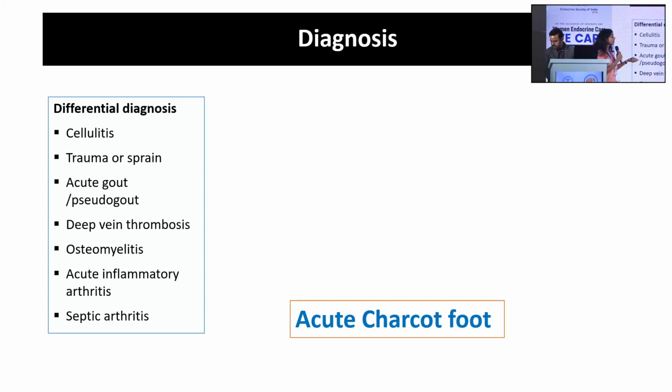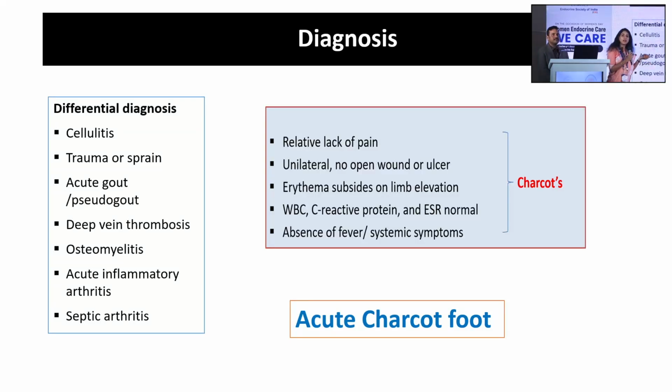But what was highlighted is that this patient had redness and swelling, but no pain, and also did not have any systemic symptoms, and investigations again did not show any inflammatory markers. Of course, you have to rule out a DVT and other things, but this is pointing towards an acute Charcot's foot. Sometimes imaging may be helpful, but in acute Charcot's, X-rays are sometimes completely normal, so it has to be a clinical diagnosis.